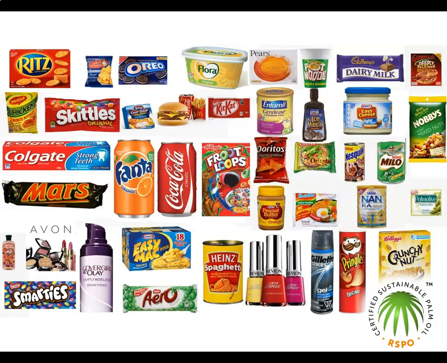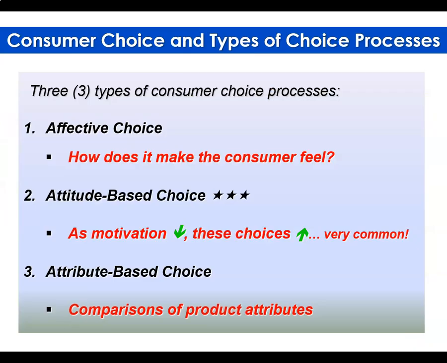Here you can see the RSPO logo that stands for the Roundtable on Sustainable Palm Oil, and it helps consumers identify which products adhere to these standards. Next, we bring our discussion to the types of choice processes. And there are three I'd like you to pay careful attention to.